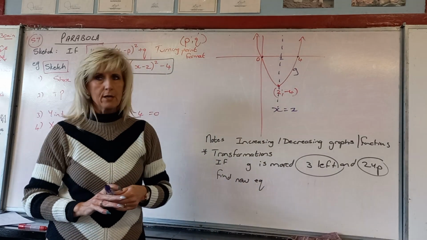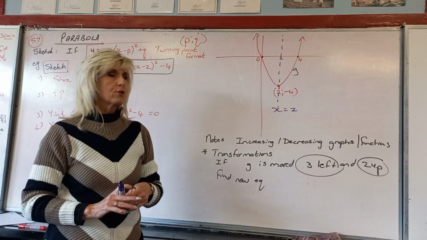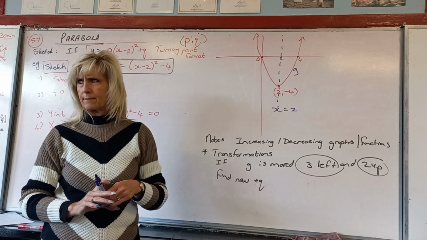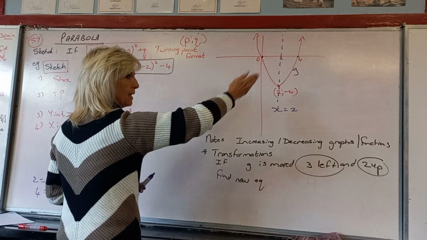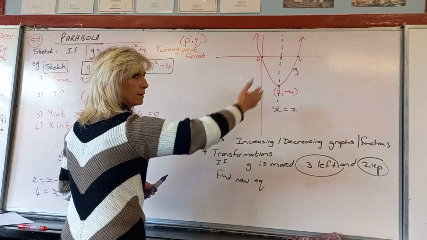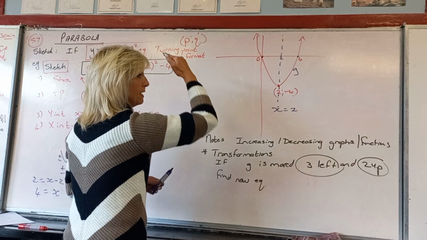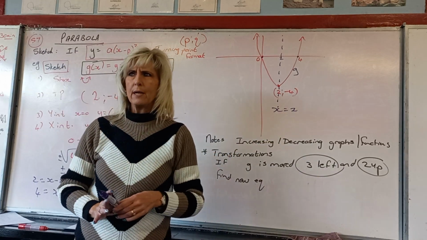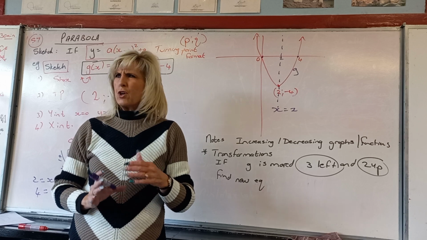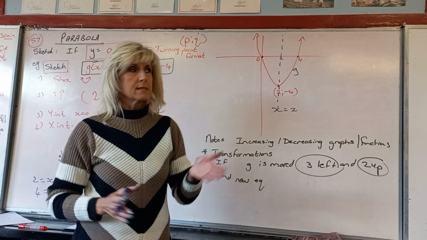Just a few notes here. When is a graph increasing or decreasing? We know it from straight lines. Straight lines that go positively have an increasing gradient, right? And if it's negative, then it's decreasing. Does this happen in a parabola? Yes. It's not a straight line, but it does.